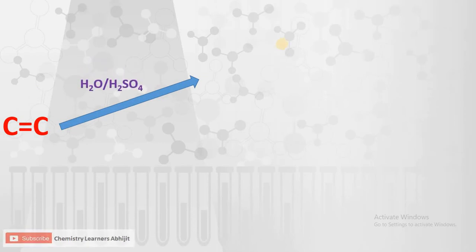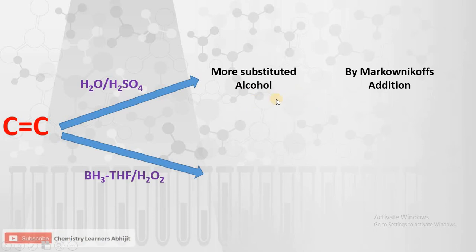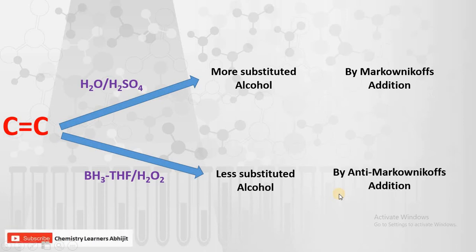So the first one is hydrolysis by H2O/H+ or H2O/H2SO4, that is acid hydrolysis, and the second one is using BH3-THF and H2O2, that is hydrogen peroxide. By using this acid hydrolysis reaction, we are getting the more substituted alcohol as a product, and this is due to Markovnikov addition. And by using BH3-THF in presence of H2O2, the less substituted alcohol is obtained, and that is due to the anti-Markovnikov addition.